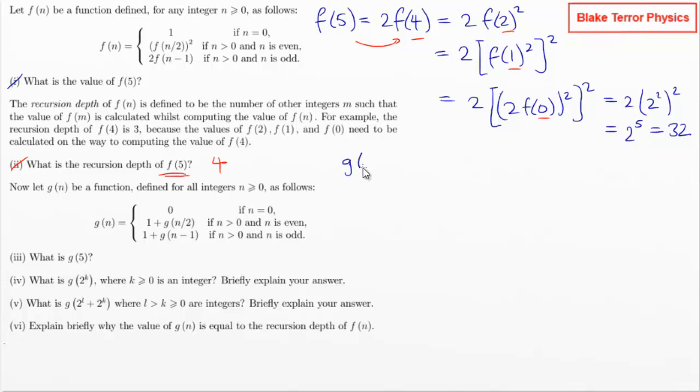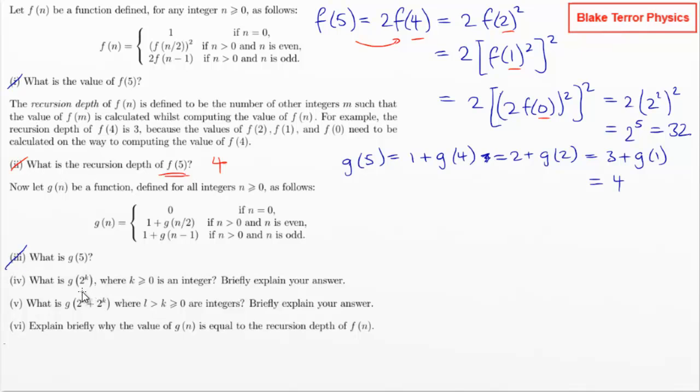So g5, that'd be bottom branch again, it'd be 1 plus g4, and g4 is 1 plus g2, so that's going to be 2 plus g2. g2 is 1 plus g1, so that's 3 plus g1. We've got a good bit of counting going on here. g1 is 1 plus g0, which is just 1, so that equals 4. So we counted up 1, 2, 3, 4. It's counting steps. I think this is probably counting the recursion depth. So that's worked out that.